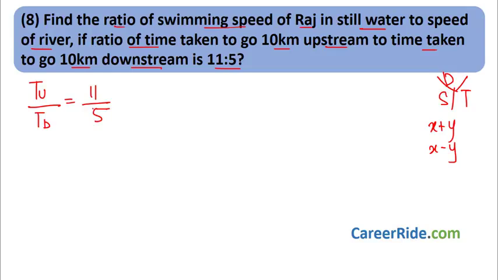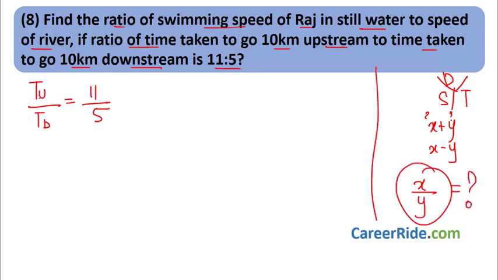So time taken to go upstream to time taken to go downstream, the ratio is 11/5. Correct? Now we have to find the ratio of swimming speed of Raj in still water to speed of river. So we do not know x, we do not know y, and we actually have to find the ratio x upon y. This is unknown, that we have to find out. Let us see how to solve it. They have given the ratio of time to go upstream and downstream is 11/5. What is time? Time is nothing but distance upon speed.